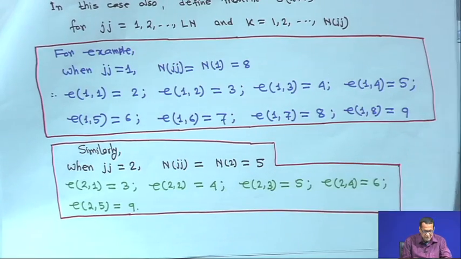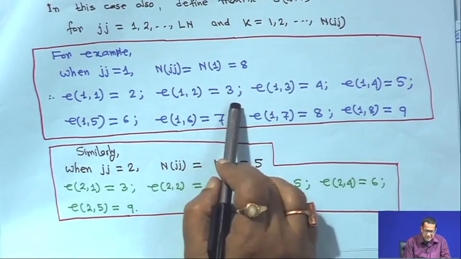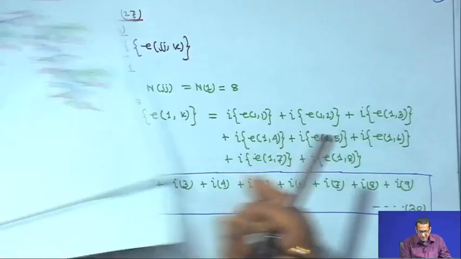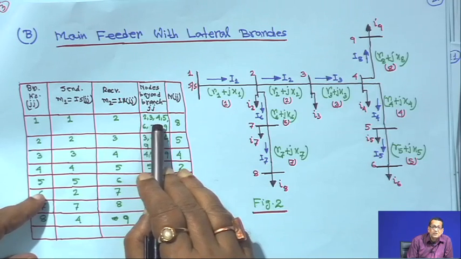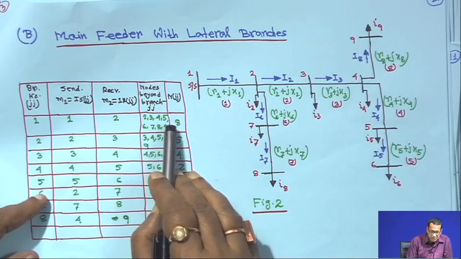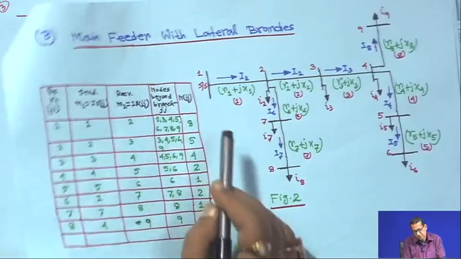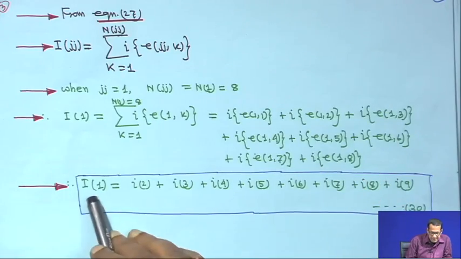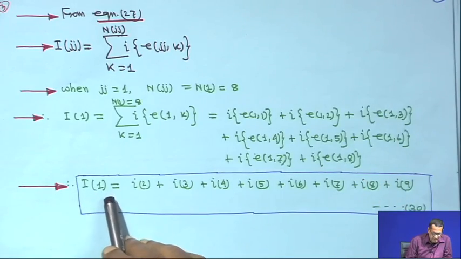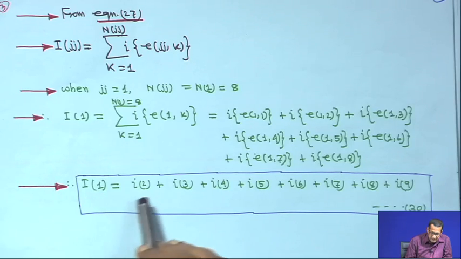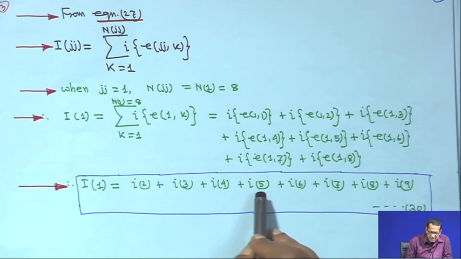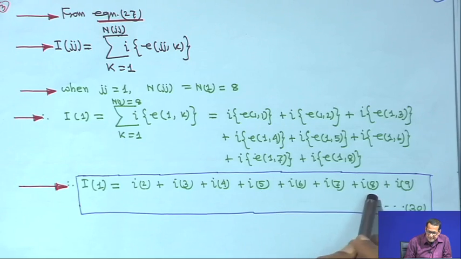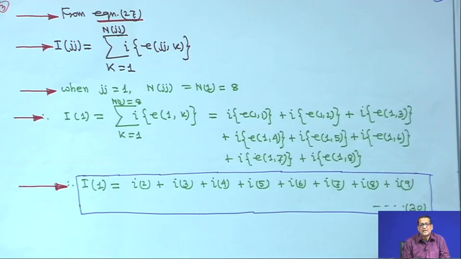So, what you do, E11 is 2, E12 is 3, you substitute all here. From the table also, E11 is equal to 2, E12 is 3, E13 is 4, E14 is 5 and so on, right. If you put it, then capital I1, that is the current through your branch 1, is equal to I2 plus I3 plus I4 plus I5 plus I6 plus I7 plus I8 plus I9. This is equation 30.